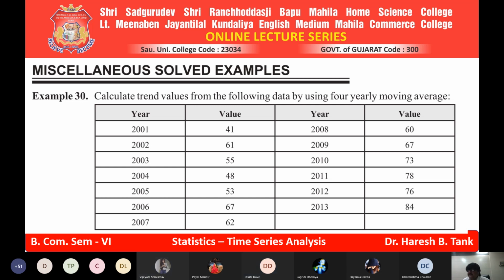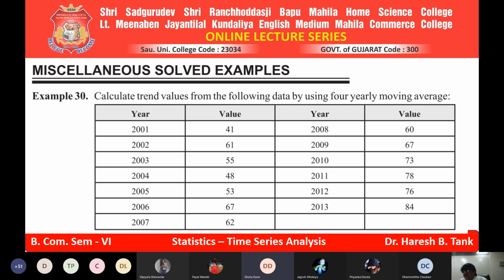The next. 572. 572 is the next. Okay. And the last one is 605. Right enough. And a dash. Naturally, it is a 4-yearly moving total, so there would be 2 dashes at the initial stage and 2 dashes at the end. Fine. Now again, this was a centering total.